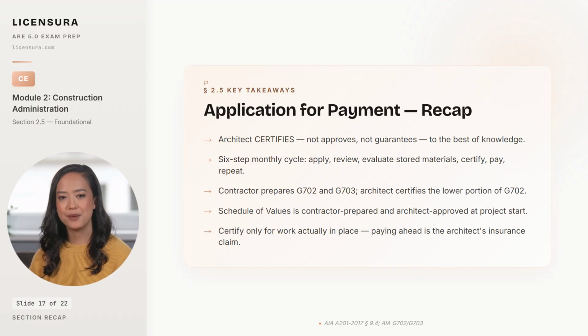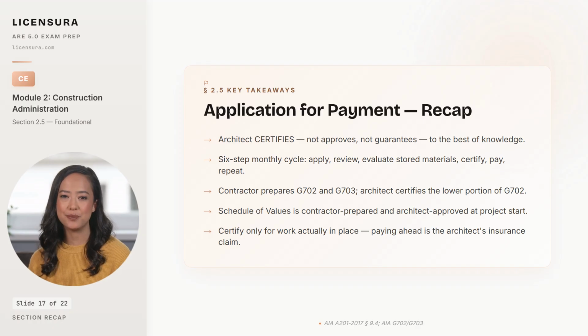5 takeaways from the application for payment cycle. The architect certifies, not approves, not guarantees, not warrants, to the best of the architect's knowledge, that the work has progressed and the quality conforms to the contract documents. That word certify is what holds the defense in a future lawsuit, and it only holds if the certification was actually performed responsibly. The 6-step monthly cycle runs from contractor application through architect review and certification to owner payment, and the cycle repeats every month with a fresh professional representation each time.